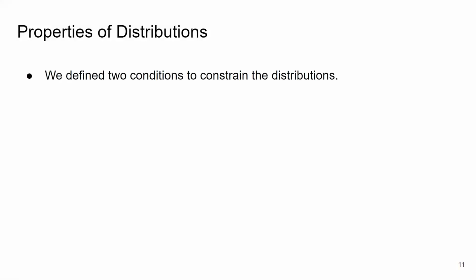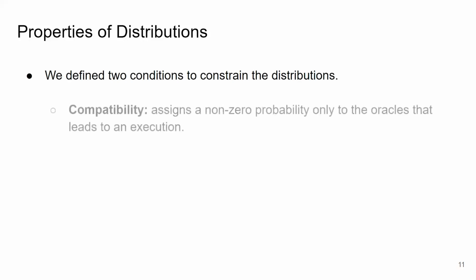So we define two conditions to constrain the distributions to exclude such cases. The first condition is compatibility. Compatibility restricts the distributions to ones where only possible events are the valid ones. It states that an oracle has a non-zero materialization probability if and only if it leads to an execution.